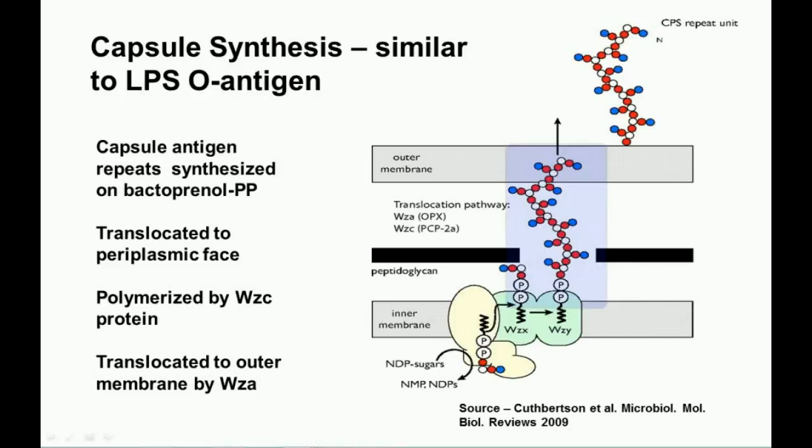Okay, so for capsule synthesis, for synthesis of LPS and synthesis of peptidoglycan, the bacteria have got the same problem: how to synthesize a complex polymer on the outside of the cell. And they use the same kind of mechanism. Okay. And bactoprenol is involved in all three of them.